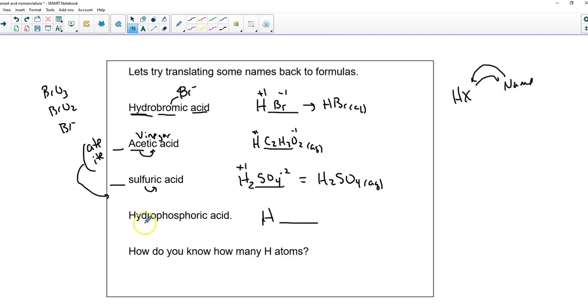Okay, hydrophosphoric acid. We just had phosphoric acid as an example earlier, but this is hydrophosphoric acid. This is not phosphate. It's not phosphite. It's phosphide, and that's just plain old P, P minus 3. It's a plus 1, and H3P in water. And there we go. How do we know how many hydrogen atoms we have? Well, we charge balance.